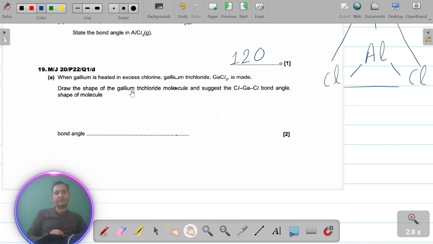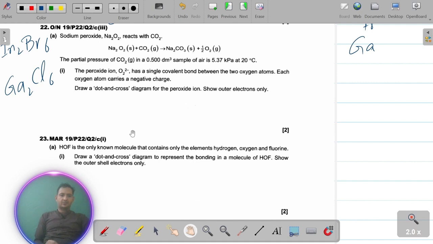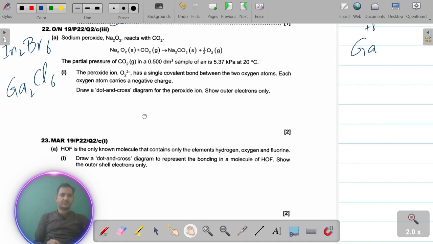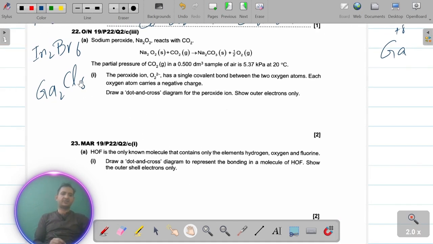When gallium is heated in excess chlorine, gallium trichloride is made. Draw the shape of the gallium trichloride molecule and suggest the bond angle. Is there any lone pair of electrons? We have this question already, and it is similar to Ga2Cl6.